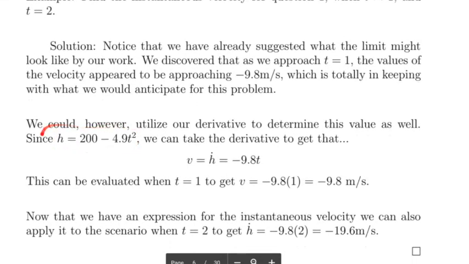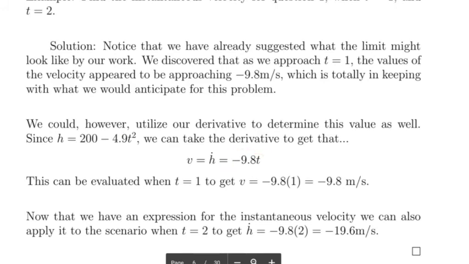So here's our height as a function of time. There's our independent variable. And when you take the derivative, we're going to get velocity, which is the derivative of height with respect to time. Again, that's what that little dot means. Bring down the 2, multiply by the coefficient, and we get negative 9.8t.